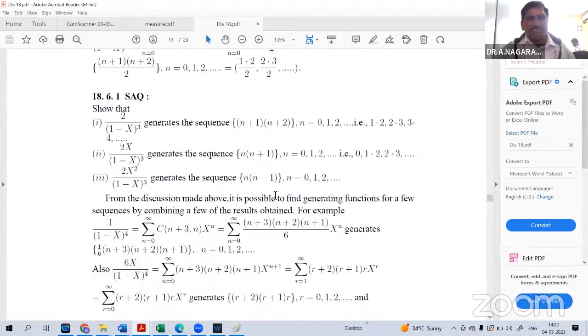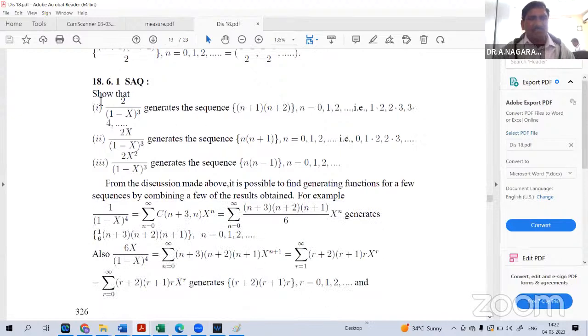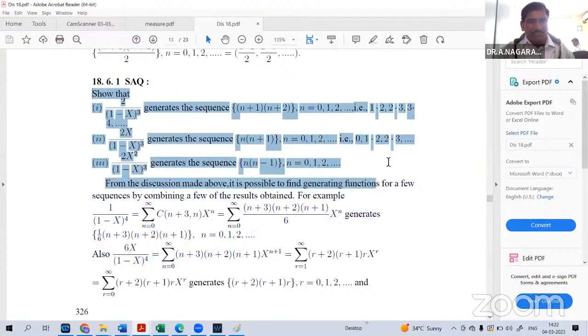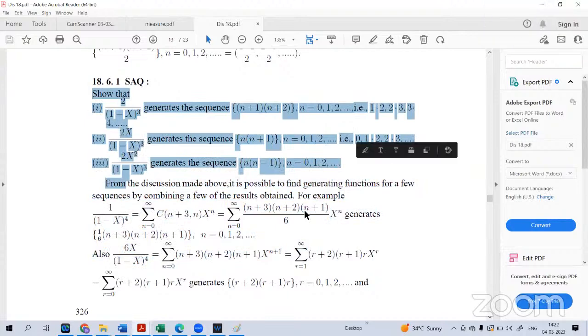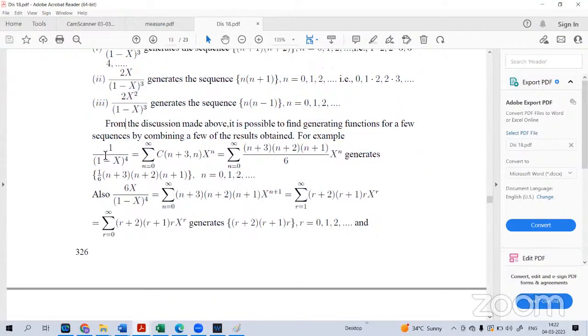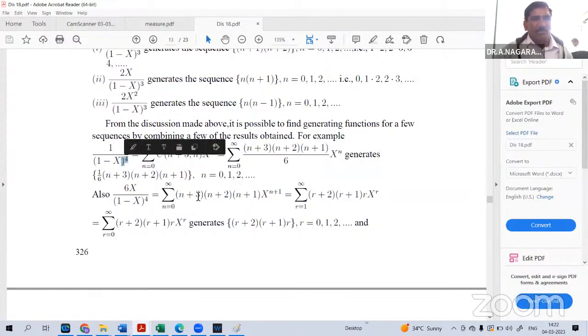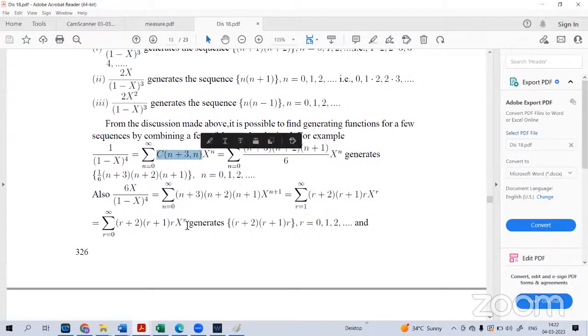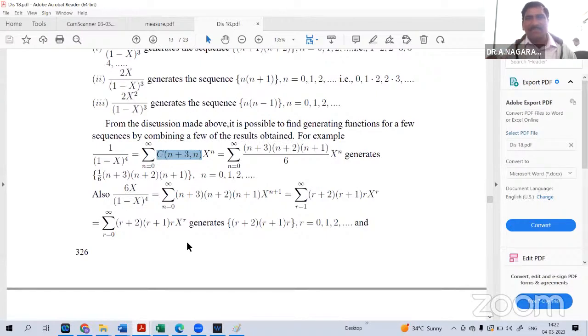Now here, sir, these are generating functions. These all we showed, the exercises we already solved. Now I'm taking one of the problems: 1 by 1 minus x whole to the power of 4. Example: what I can write is C(n plus 3, n), since 4 minus 1 is 3, so 3 plus n comma n. C combinations of n plus 3, n.